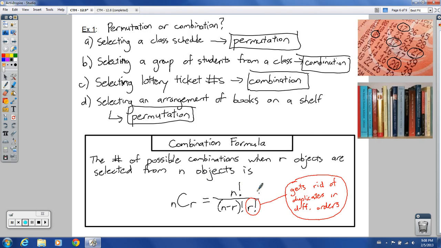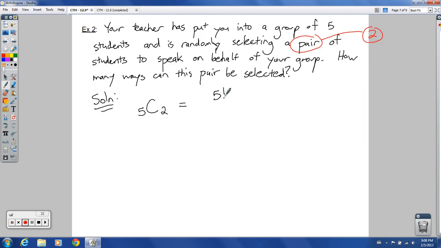So go back to the formula. We can use this to figure it out. So what goes on top? That's n factorial, the first number factorial. So 5 factorial. This would be 5 minus 2 factorial. And then you have this now, this would be a permutation. So if order did make a difference, that's what you'd do. But since order does not make a difference, we need to get rid of those duplicates by dividing by 2 factorial.